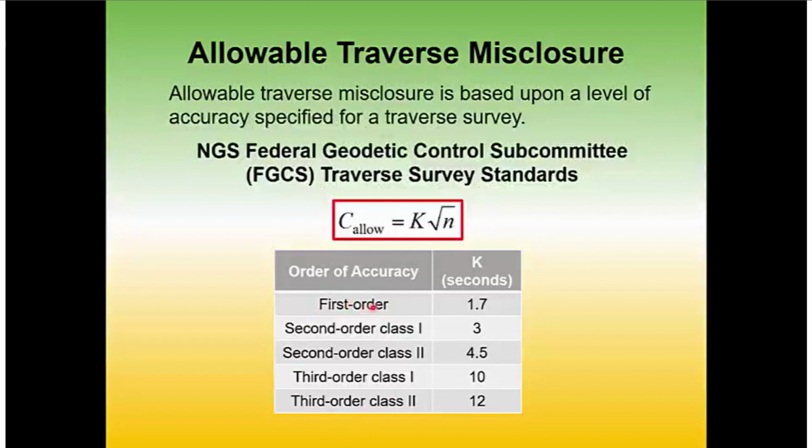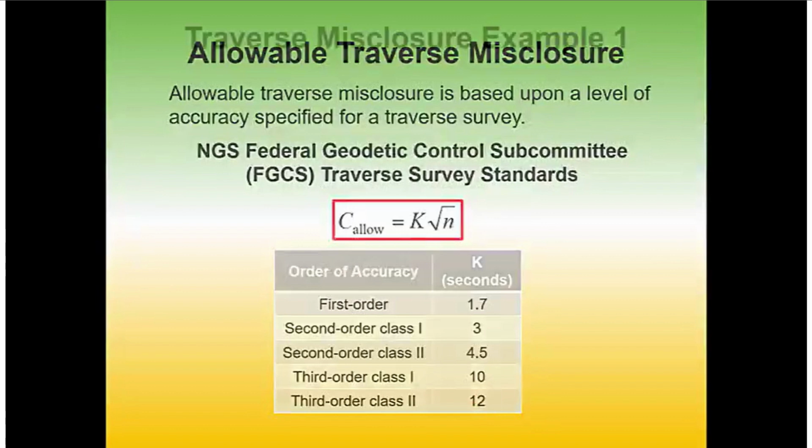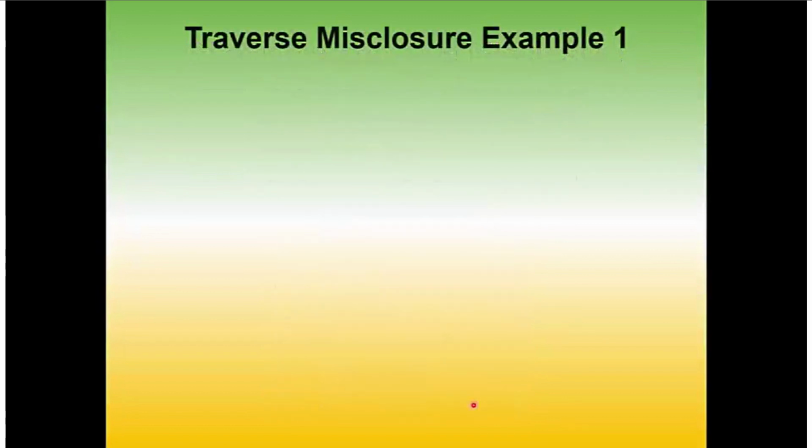We can see that for first order accuracy work, K is equal to 1.7 seconds, second order class 1 work, 3 seconds, second order class 2 work, K is equal to 4.5 seconds, and so on as we go down the list clear to third order class 2 work, where K is equal to 12 seconds. Let's look at a couple of examples.